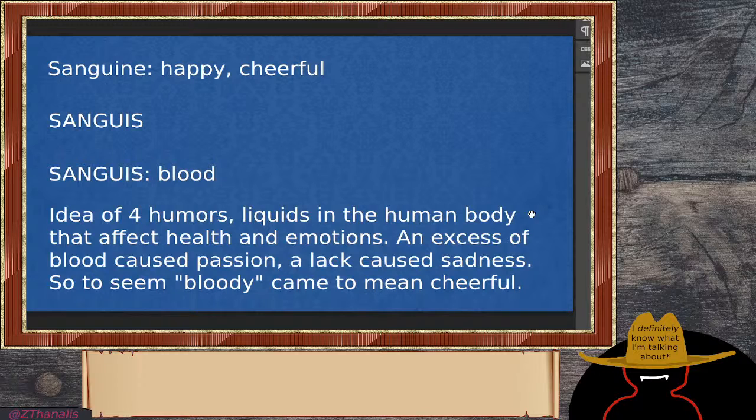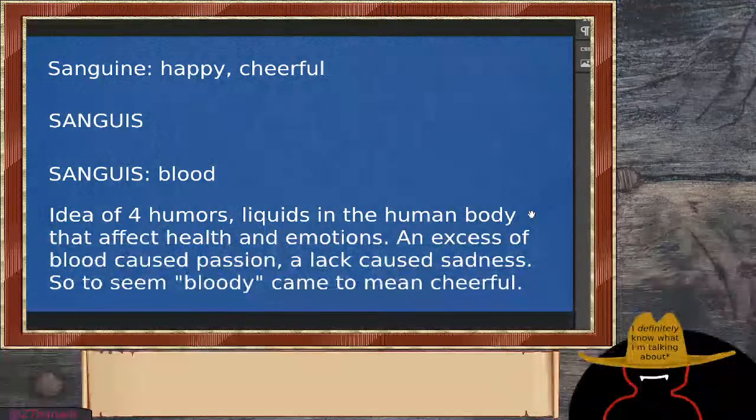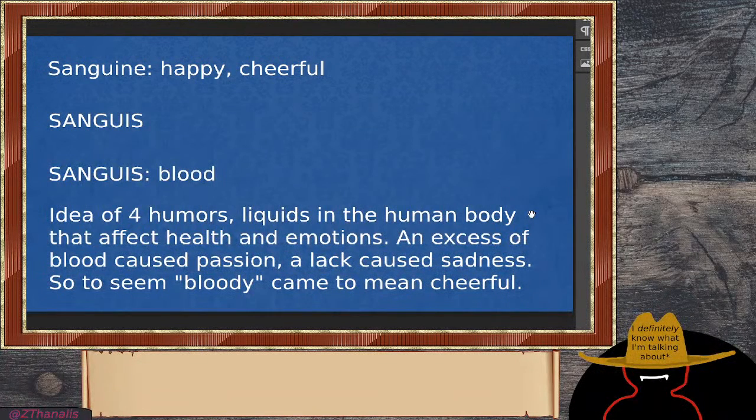This is in the Elizabethan era, and also farther back in Rome and Greece, mostly the Elizabethan era. You have the idea of the four humors. You have, I believe, blood, yellow bile, black bile, and phlegm, I believe, might have been the fourth one. Can never remember.